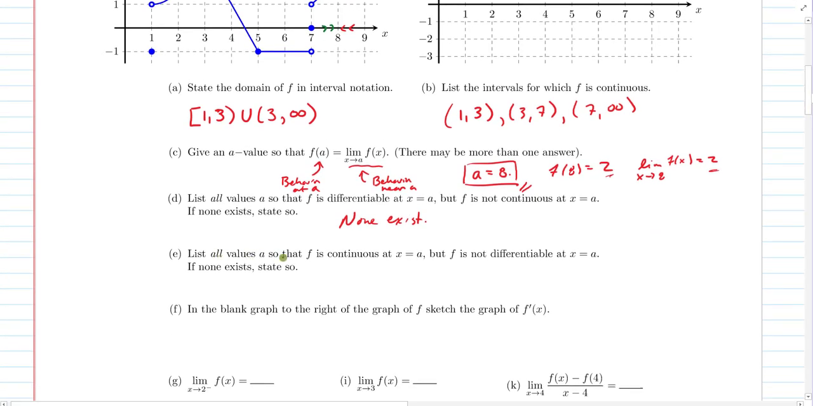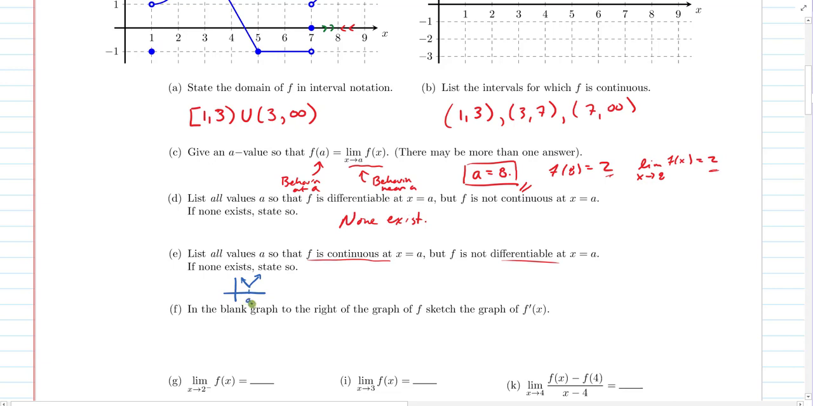Here we're asked to list all the a values of the function f, where f is continuous but not differentiable. Now here this is a little bit different. Remember in class we saw that there were three ways in which a function could be continuous but not differentiable. One of those ways was if we had a corner at a point.